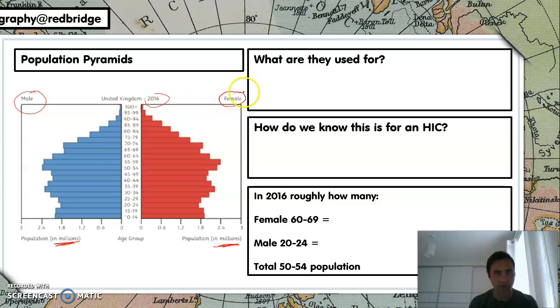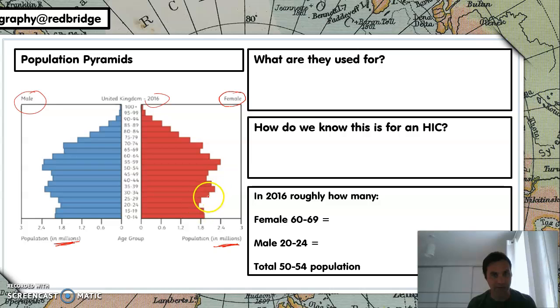Right, so what are they used for? Well, they're basically used to compare male and female populations within a country. They're essential for planning, because if you know that you've got a birth rate that's dropping down the bottom here, from 20 to 24 and all the way down to 0 to 14, you can see the population is in decline, like it was here.